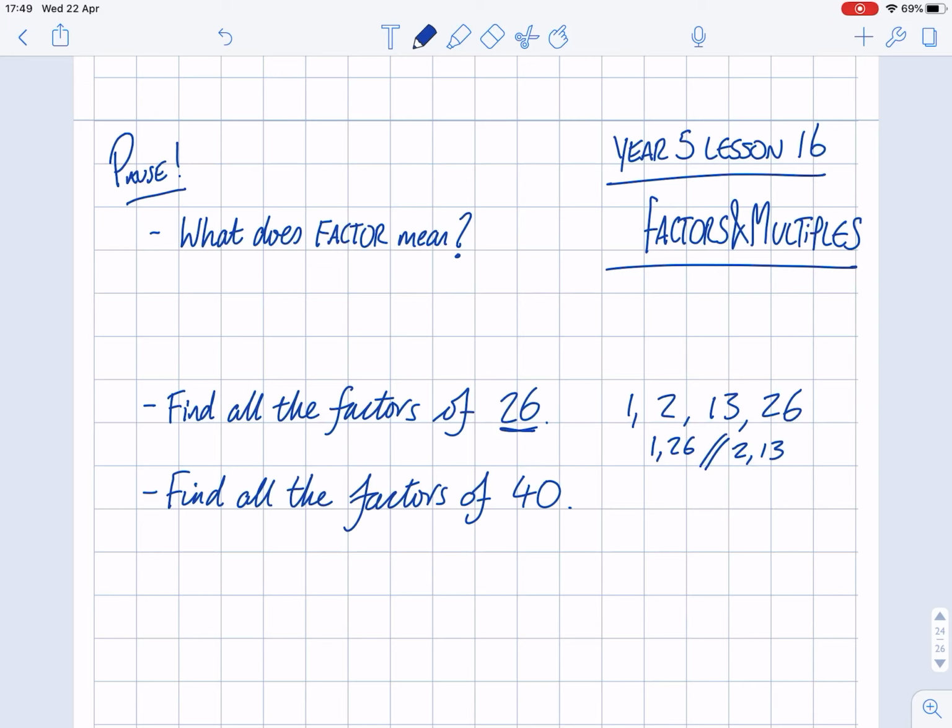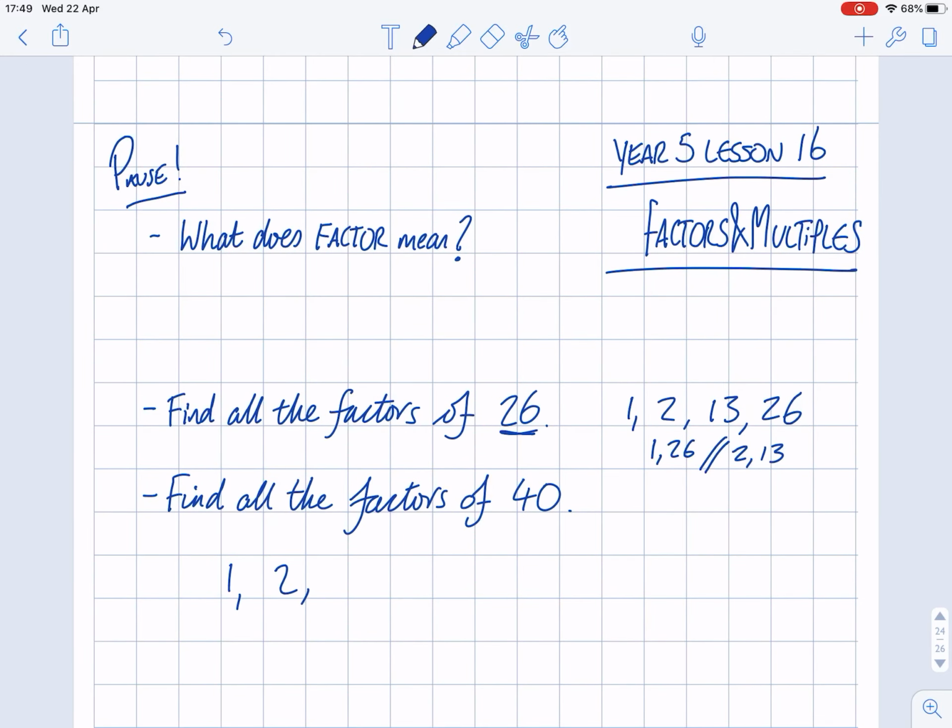Okay, so the factors of 40, it's got 7 factors. Is it 7? So yeah, they are 1, 2, 4, 8, 10, 20, 40, and there's one I've missed out, apologies, 5. Okay, I knew there was one I'd missed out.